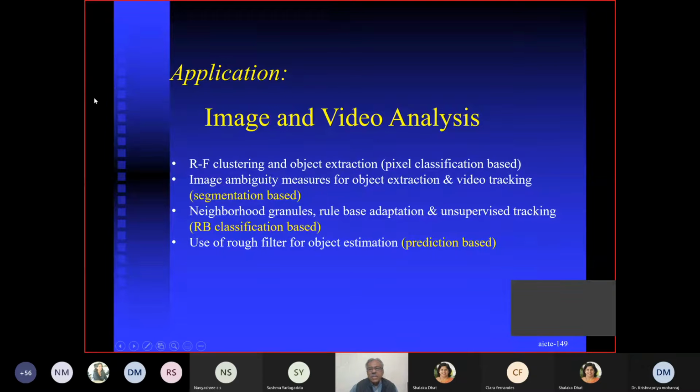So there are many ways. First of all, one is pixel classification based segmentation. One could be segmentation based segmentation. And then tracking could be segmentation based, tracking could be classification based, tracking could be prediction based. So let us go one by one. First I'll explain rough fuzzy clustering and object extraction. That means I go to object extraction, that is segmentation.